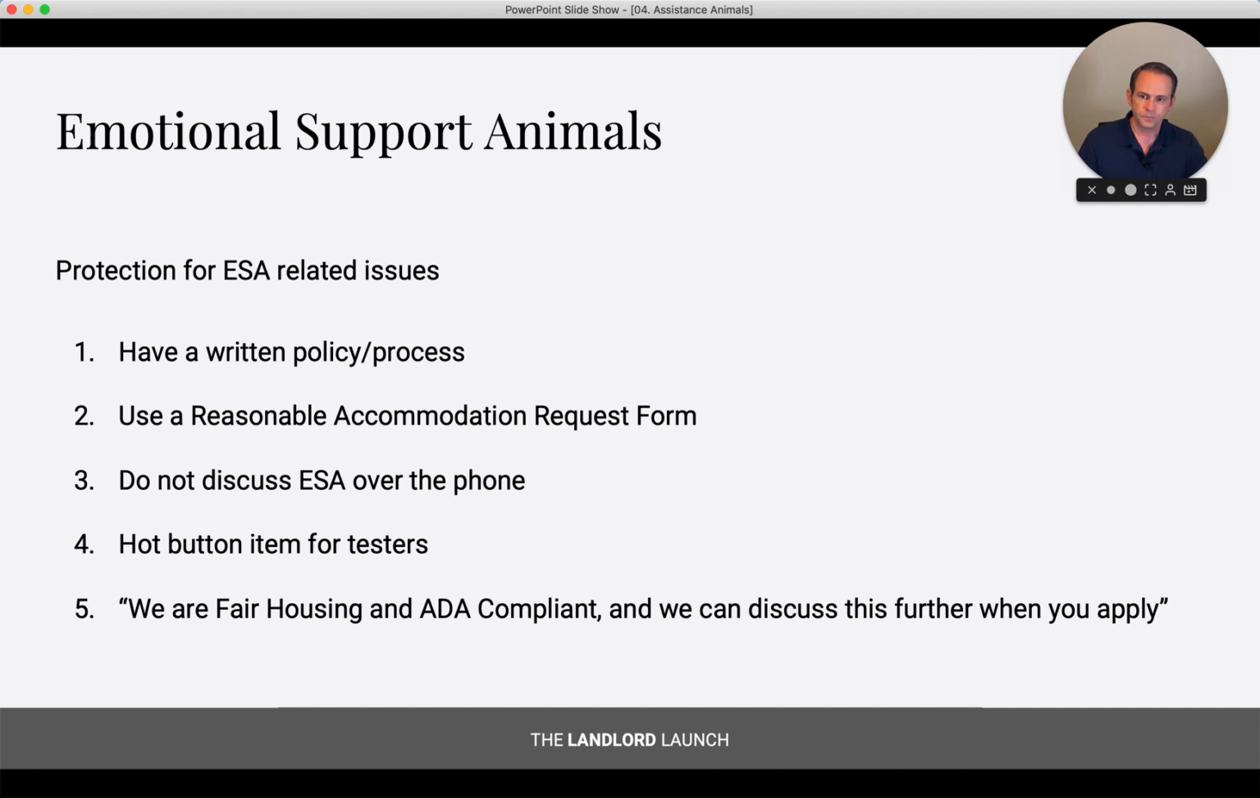Okay, so overall protection for ESA type related issues. And I say ESA related issues because, to be quite honest with you, the service animals are pretty cut and dry. I mean, somebody walks in with a service animal, you almost always know. And I don't know of anybody out there that has seen a service animal and been like, oh my gosh, this dog is going to be a terror, it's going to tear my place apart. I think people generally understand that service animals are extremely well-trained dogs.